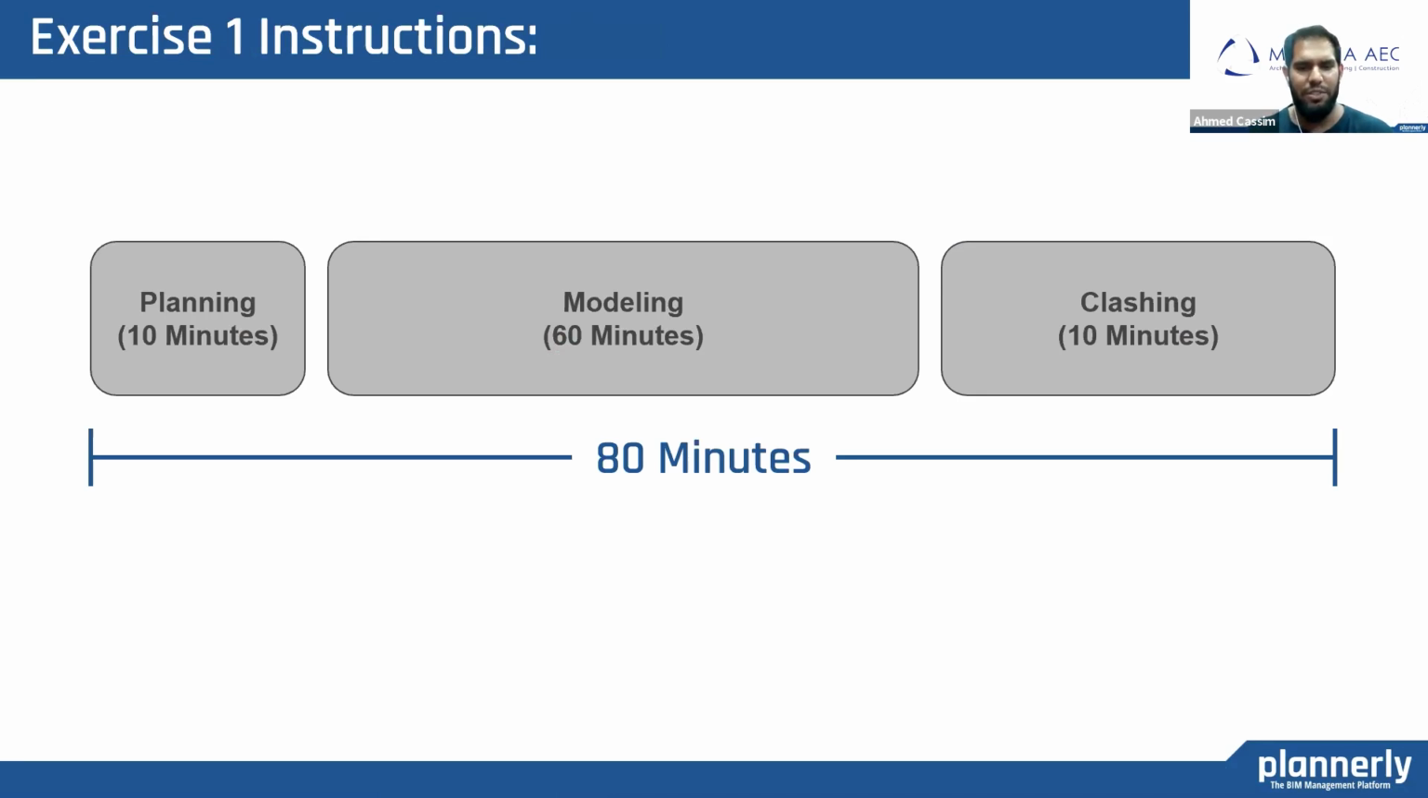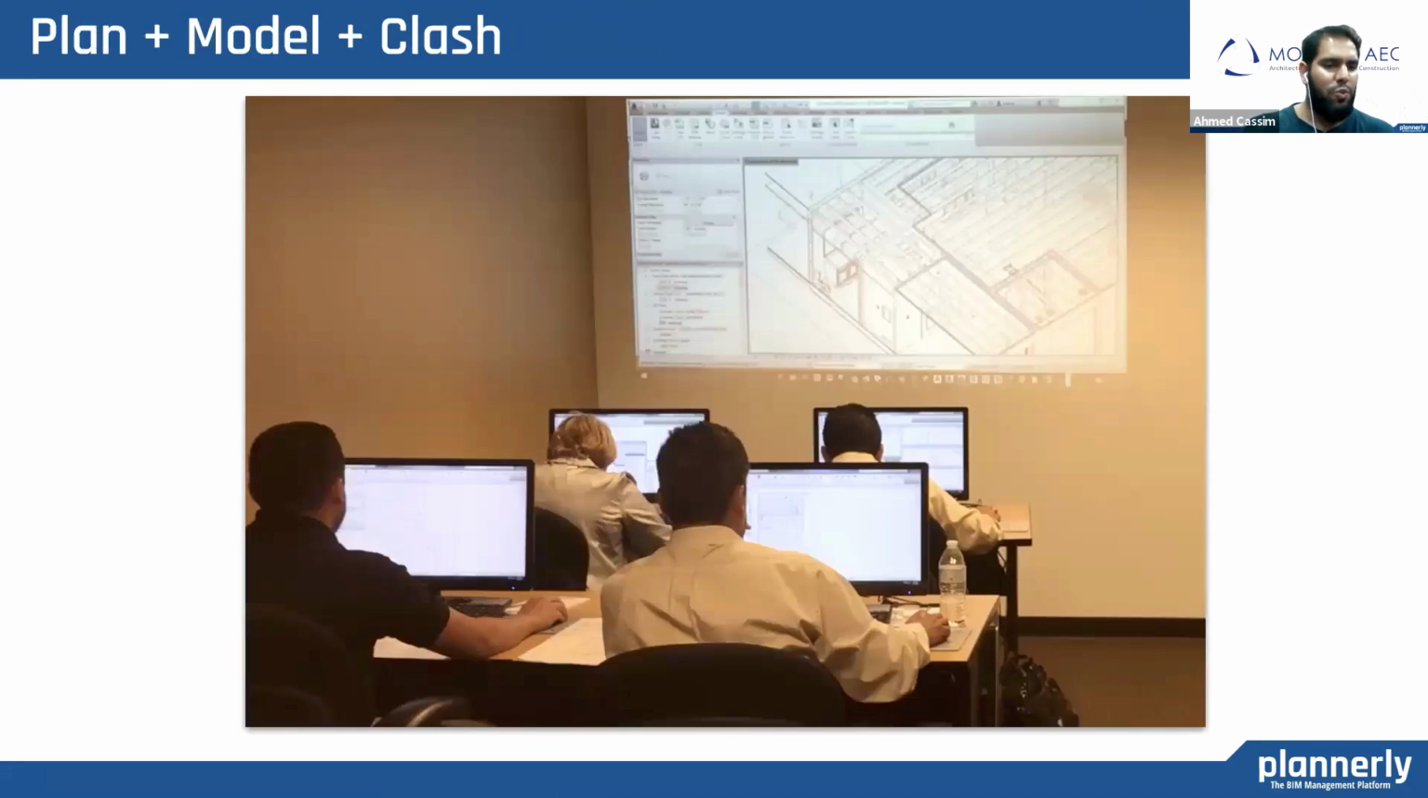The first exercise was for the first team, which followed a traditional approach where they had 10 minutes to plan, 60 minutes to model, and then 10 minutes to run clash detection. What was noticed was that they didn't spend a lot of time planning. They knew what they wanted to do. They sat in front of their computers and started modeling, and they spent a lot of time fixing clashes because there were quite a number of them.